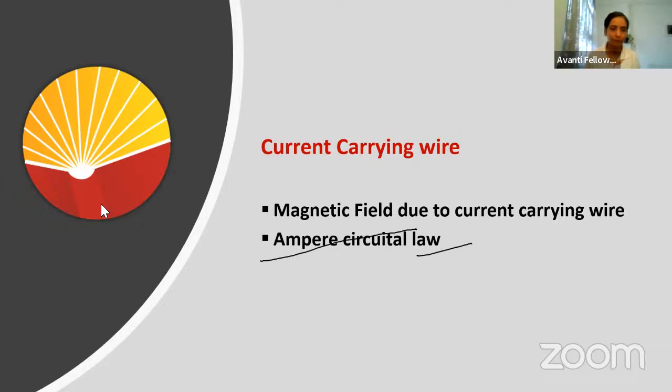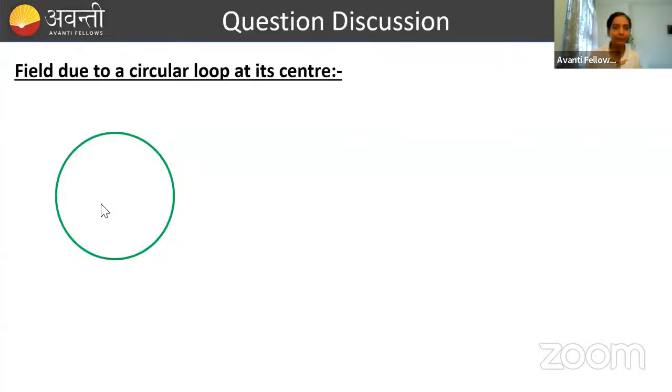Okay. Chalo. So if we go through a quick recap of what we studied in the previous class. सबसे पहले था field due to circular loop at its center. Just through formulas I am going. So if current I is flowing through a circular wire, what will be magnetic field at the center? Magnetic field at the center formula will be B equal to mu naught I by 2R. R is the radius of the circle.